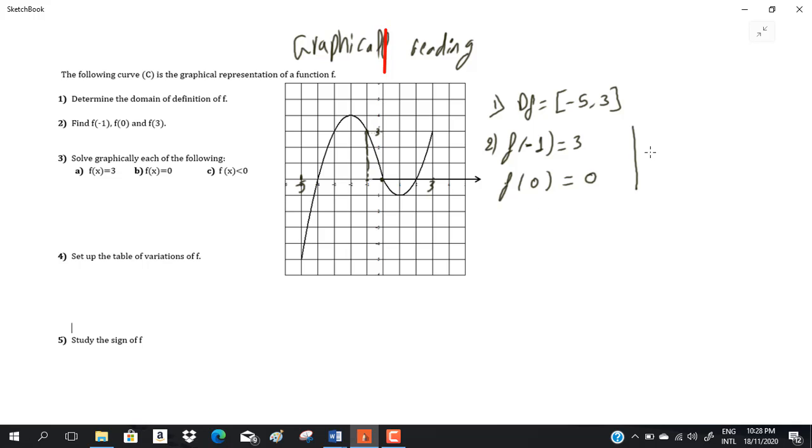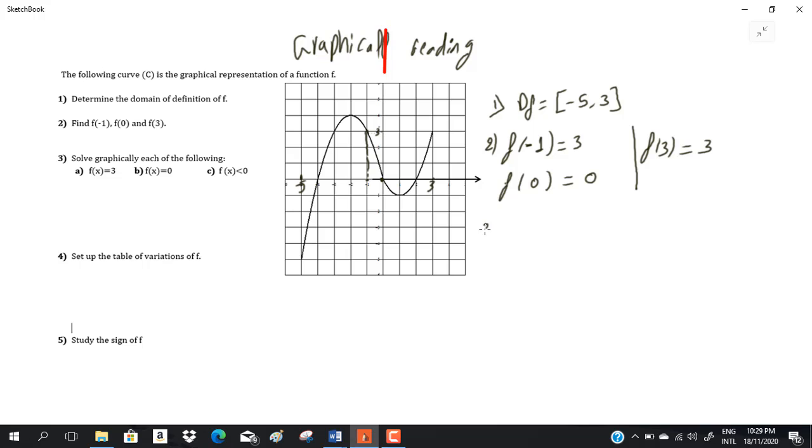For example, f of 3. F of 3 means x equals 3. We go to the curve vertically in a vertical line, and the ordinate is 3. That's how we find f of -1, f of 0, etc.